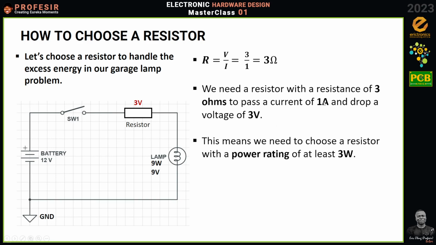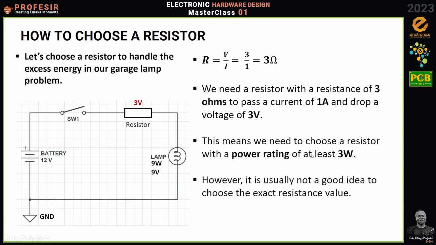Voltage times current. So we are dissipating a voltage of 3 and a current of what? 1 amp. That gives us 3 watts. That means we need a resistor that has a rating of at least 3 watts, right? And that's going to be quite a big resistor, okay?